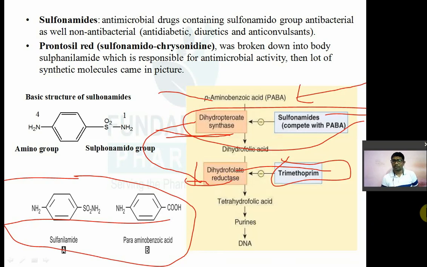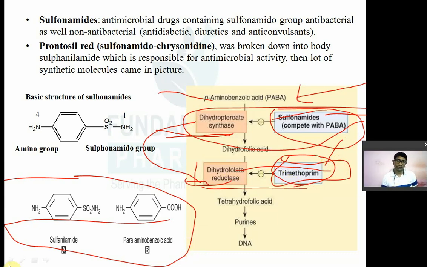Now trimethoprim is also another drug, so it will inhibit the enzyme dihydrofolate reductase. So there is a sequential block of folic acid synthesis of the bacterial cell, and this combination of sulfamethoxazole from sulfonamides, sulfonamides में एक ड्रग आता है sulfamethoxazole. Okay, combination of sulfamethoxazole from sulfonamides and trimethoprim, known as cotrimoxazole. It is an example of synergistic effect.